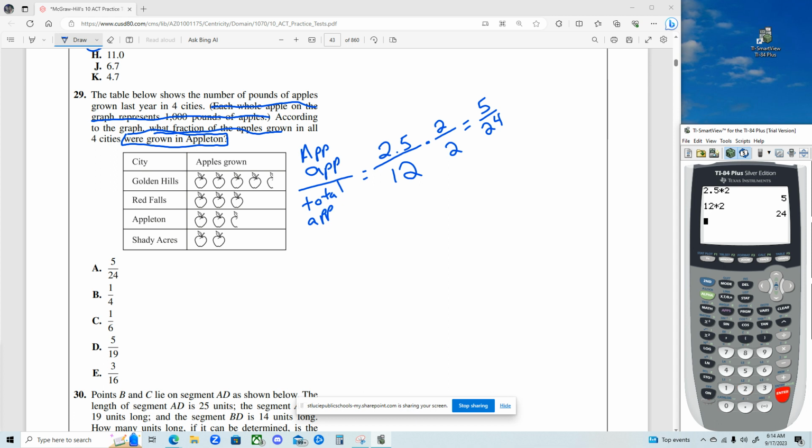And then I think actually I can even put this in on the calculator and it would give me the equivalent fraction if I put it in as a numerator denominator. 2.5 over 12, right? My original proportion here, if I put that in.